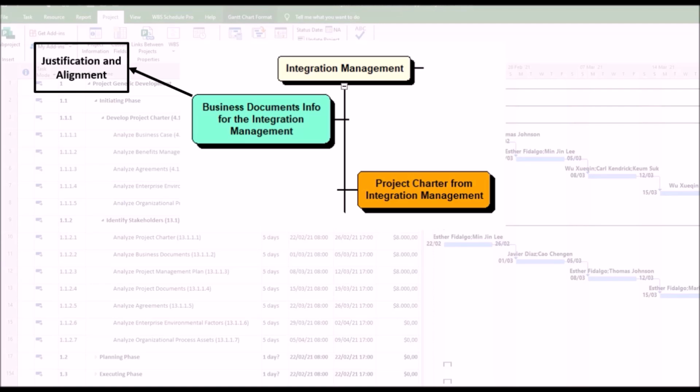1. Justification and alignment. The business case outlines the reasons for undertaking the project, including the problem it solves, its benefits, costs, and risks, and the return on investment. This helps stakeholders understand why the project is necessary and worth investing in.